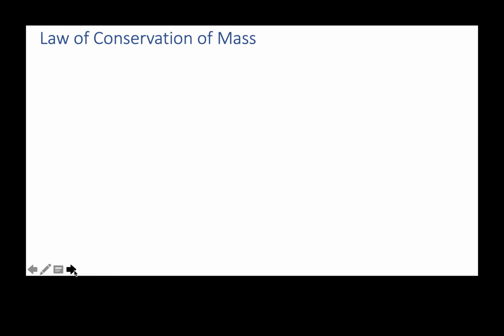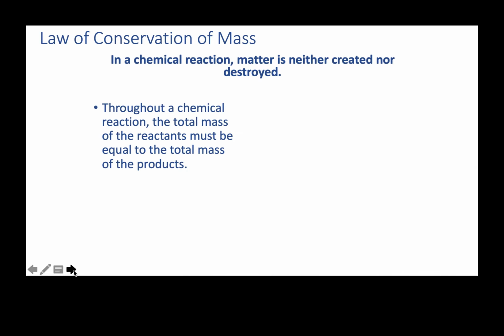So the first one is the law of conservation of mass, which states that in a chemical reaction, matter is neither created nor destroyed. So throughout this chemical reaction, the total mass of the reactants must be equal to the total mass of the products, which means that the mass of our starting material has to be equal to the mass of whatever we have left over at the end, which means that even though atoms are rearranging, they're not going to be just disappearing into the abyss. They have to go somewhere.